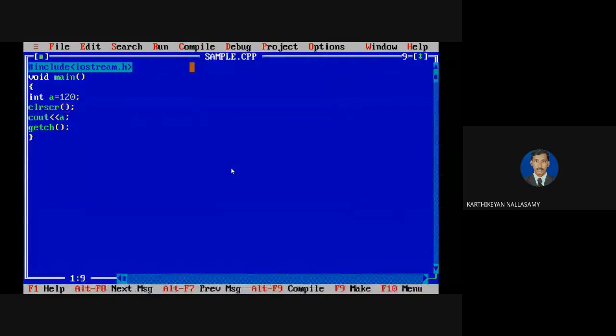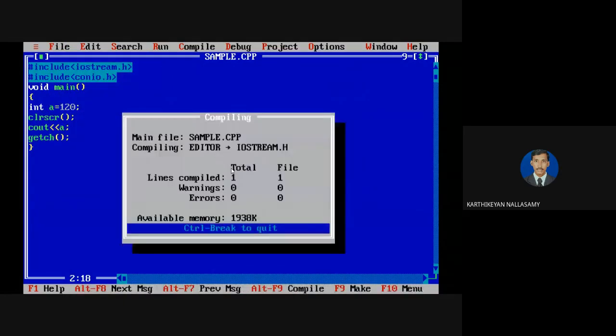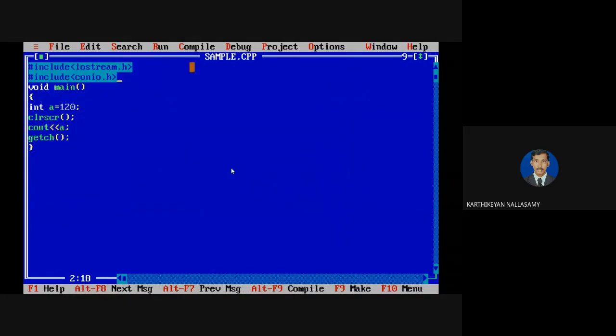For clear screen, we have to define the corresponding prototype. That prototype is defined under conio.h, which we call a preprocessor directive. By using preprocessors, we include it. So just to see, 120 will be printed out.